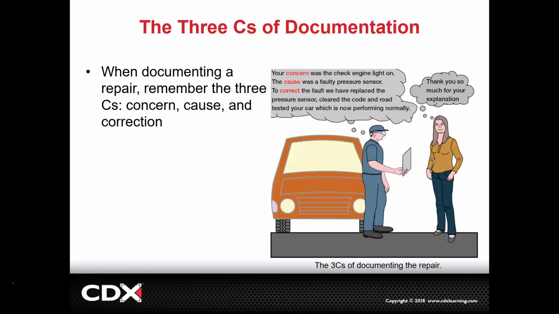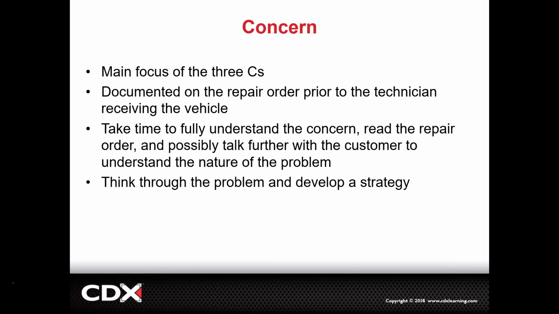All right. And then from there, remember, we got to write it up. Remember the 3 C's, the concern. So like if it was the AC one, it'd be like your customer concern was AC doesn't blow hard. The cause. And now let's just break down the concern first. The concern is the main focus. So that's what's written on the repair order. The customer concern should say, like I got one right here.